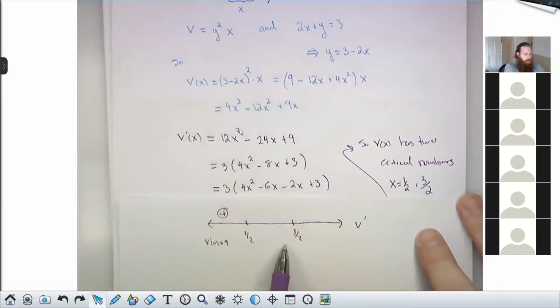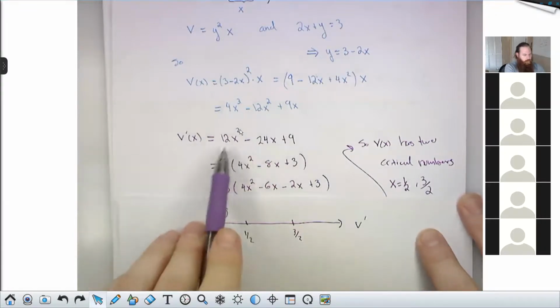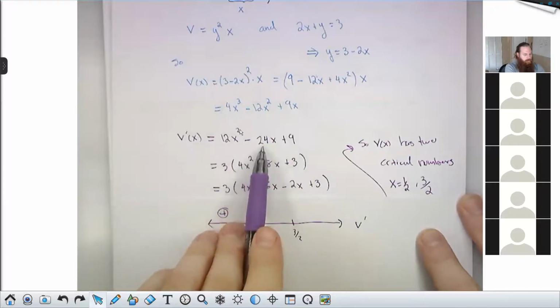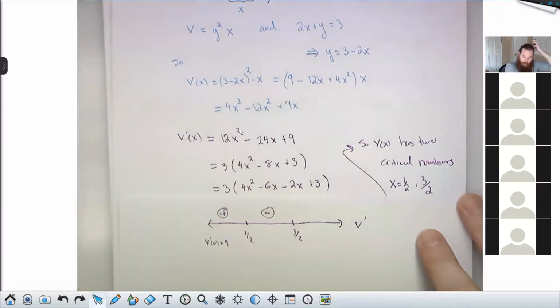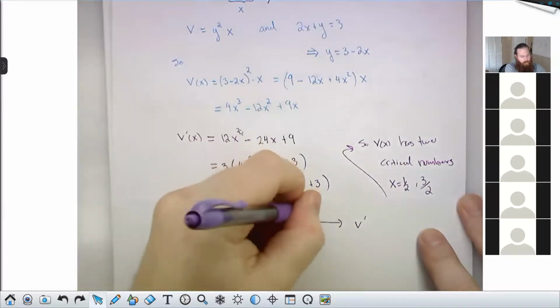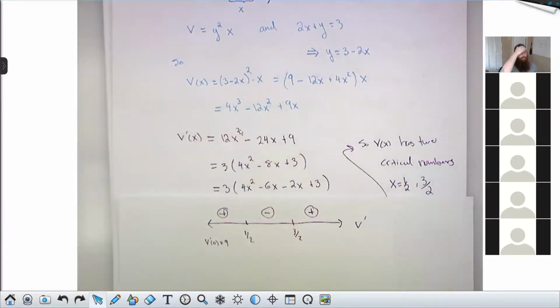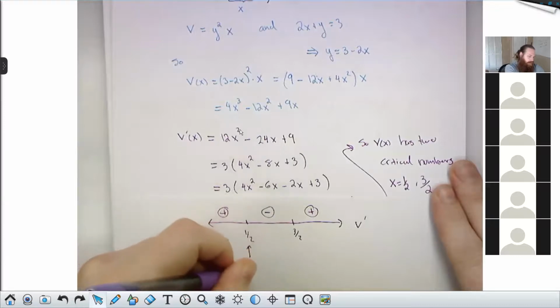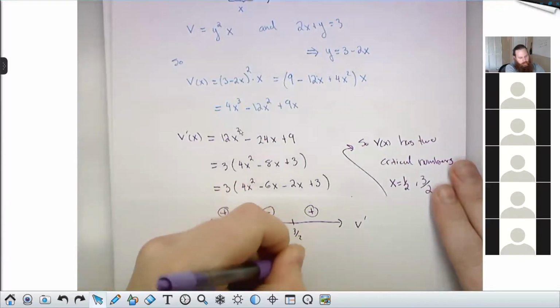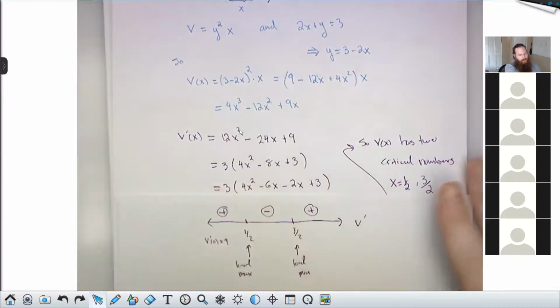I could test 1 in between them, or I could use the multiplicity trick just for fun. If you test 1, you get 12 minus 24 is negative 12, plus 9 is negative 3. So we are indeed negative here. And to the right of 3 halves, we could test 2, or again, use the multiplicity trick to deduce that v prime will be positive there. So that means v, the volume, is increasing, then decreasing, then increasing. So this guy right here is a local max. This guy right here is a local min.